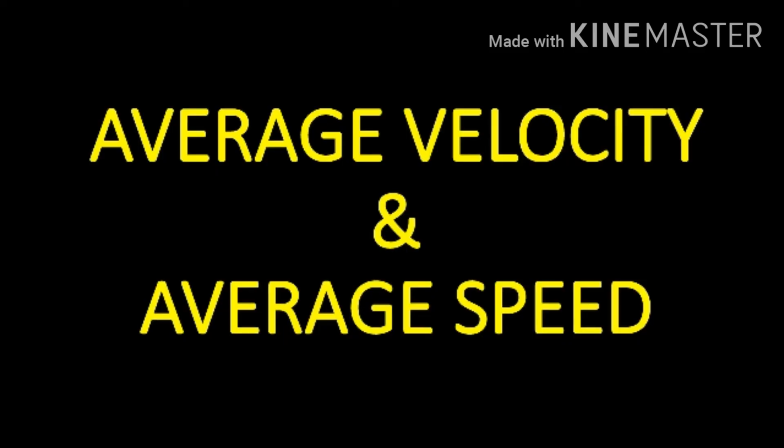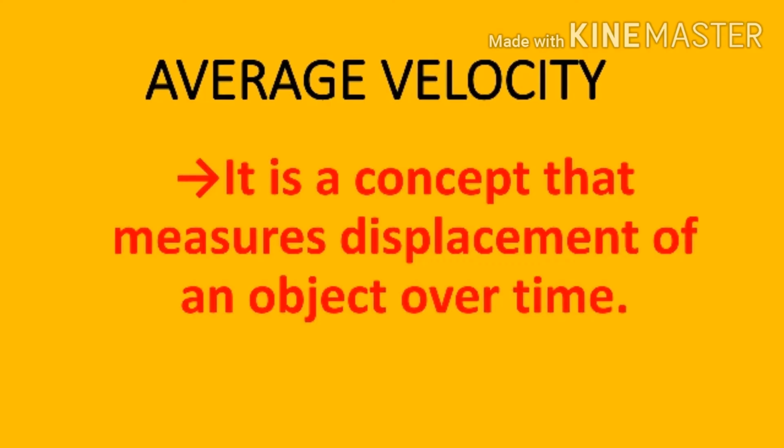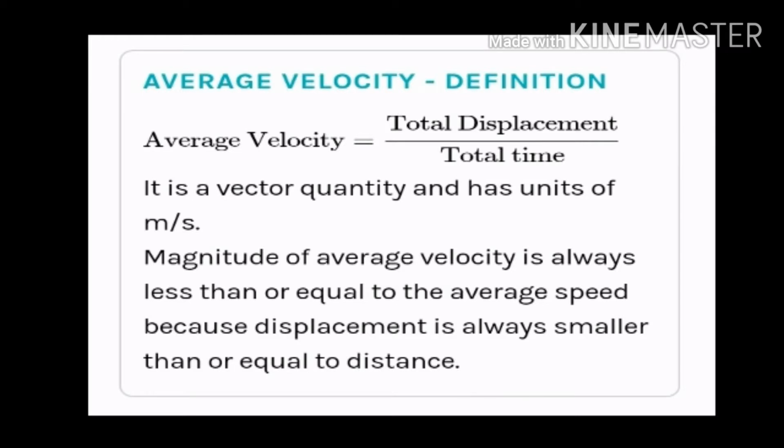Average velocity. What do you mean by average velocity? Average velocity is a concept that measures the displacement of an object over time. It means our average velocity is total displacement upon total time.